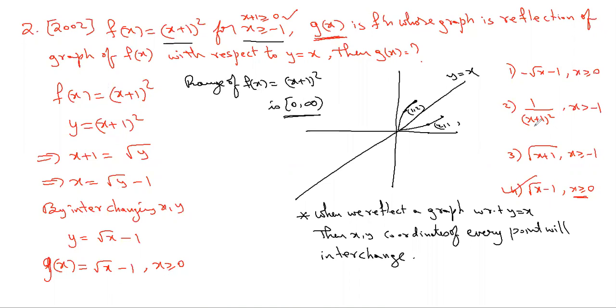If at all you have one more option with root x minus 1 as g of x, and then there is a difference in the x values, then you will pick this one. That time it will be helpful. But now we don't have that problem. There is only one option with root x minus 1. We can pick directly that fourth option.